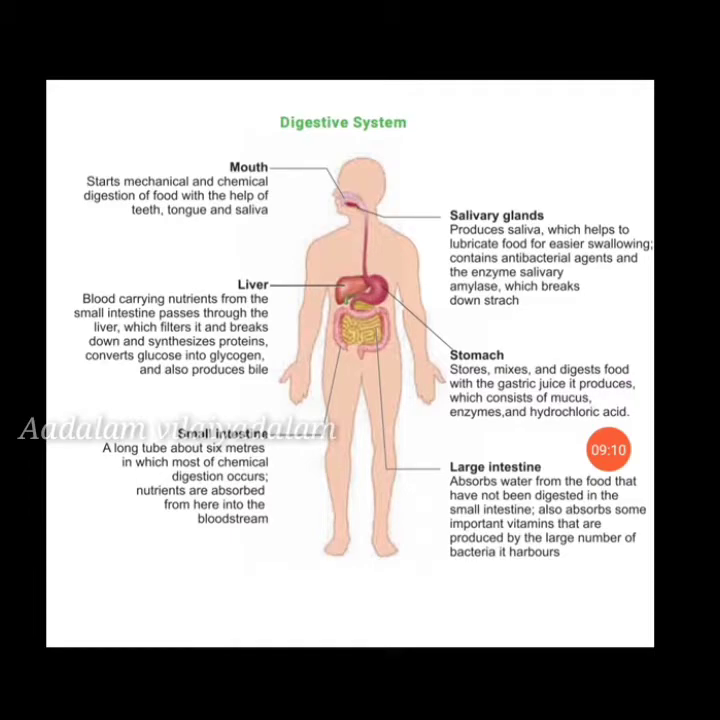Last one, liver. Blood carrying nutrition from the small intestine passes through the liver, which filters it and breaks down toxins, synthesizes proteins, converts glucose into glycogen and also produces bile. So this is the digestive system.